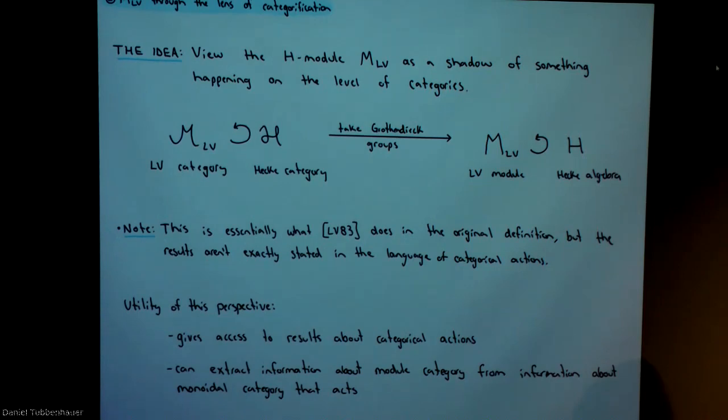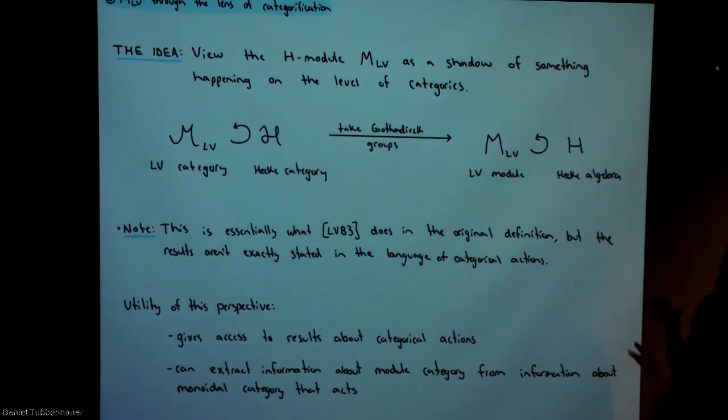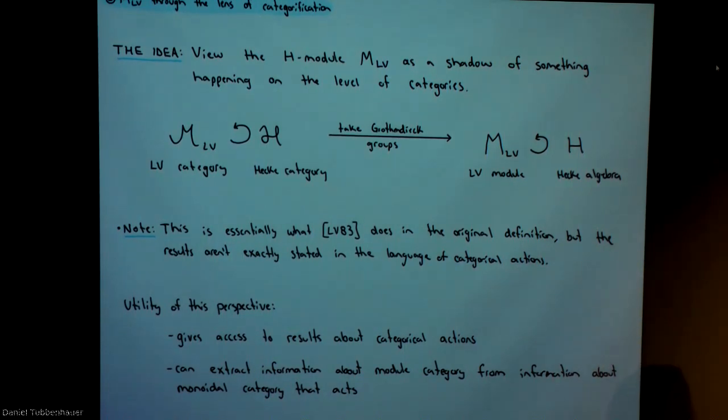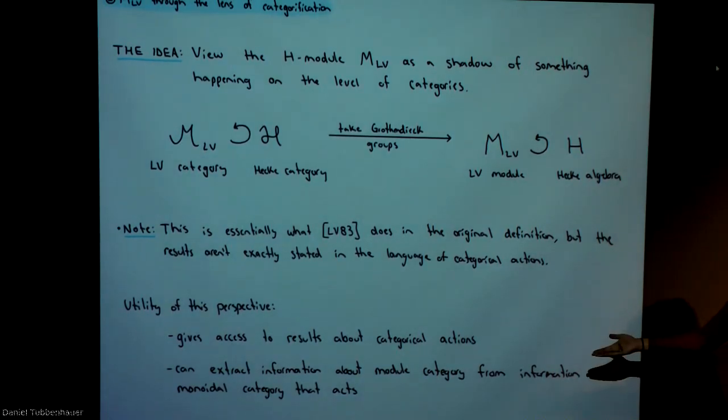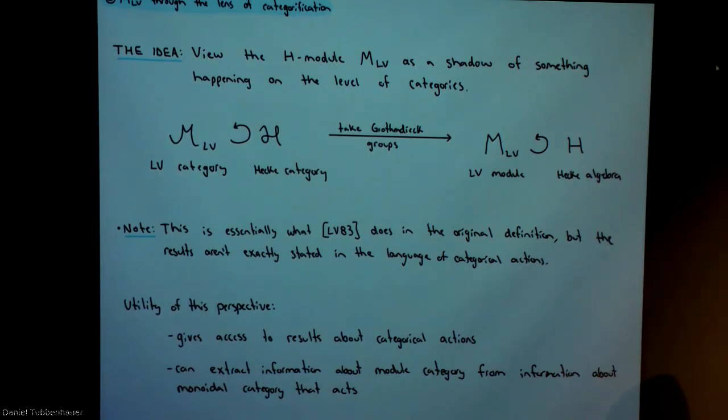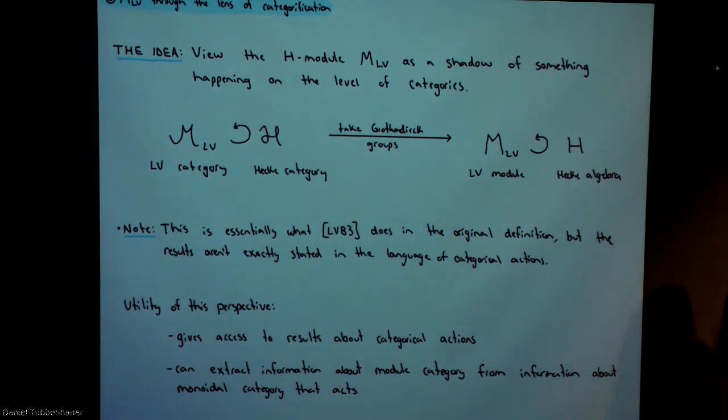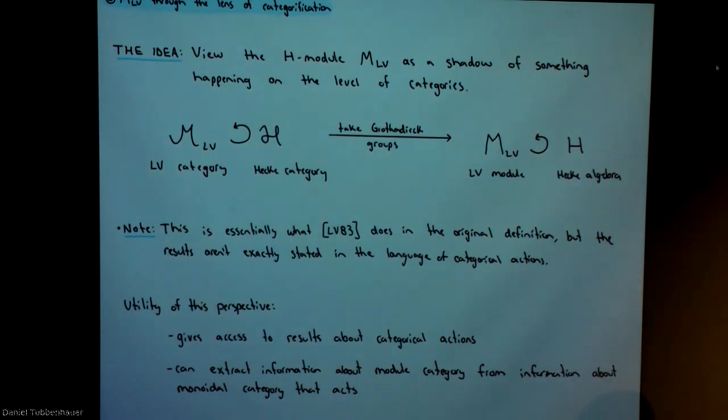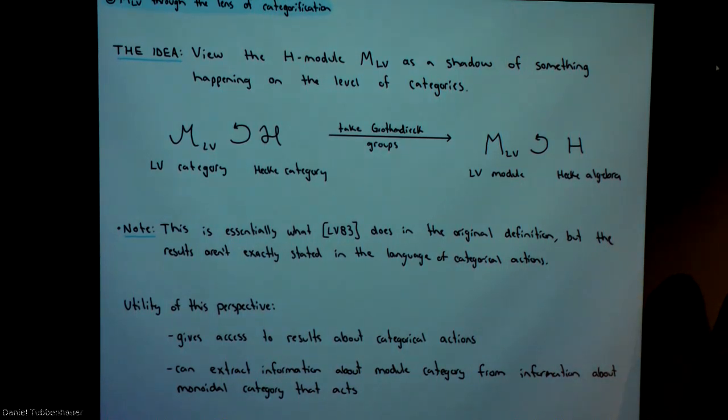And I'll just say 2 notes on why we might want to do this. The first is that this gives us access to other results about categorical action. And there are many of these days. And so if we can take this story of real group representation theory and frame it in this categorical language, then maybe we have more tools that we could use to understand things. And we can extract information about the module category by the category that's acting. And in this case, the Hecke category that's acting is a well-studied thing, and it has many incarnations, such as Soergel bimodules, and so we can use what's known about that category to tell us stuff about the Lusztig-Vogan category.